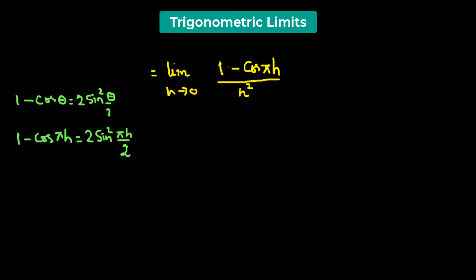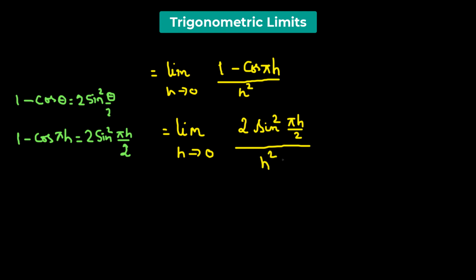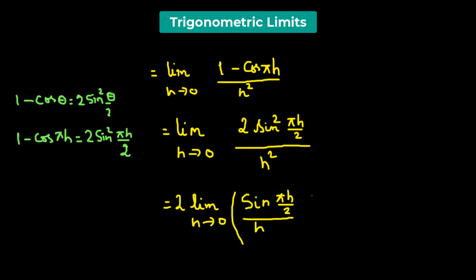So let us substitute this value into the given function. So we'll get the limit as h approaches 0 of 2 times sine squared of pi h over 2, divided by h squared. Let us rearrange it. So 2 can be pulled out from the limit. So we have 2 times the limit as h goes to 0 of sine of pi h over 2 divided by h, whole squared.